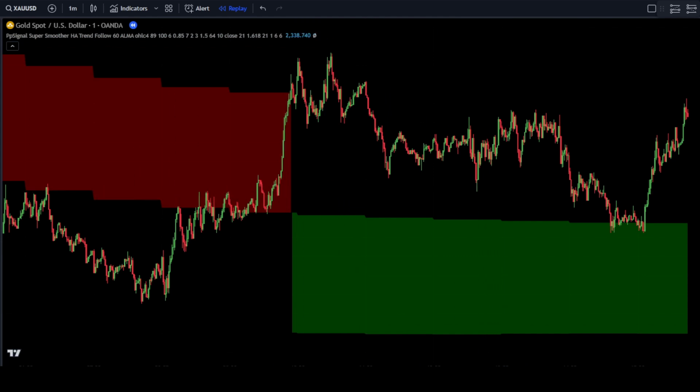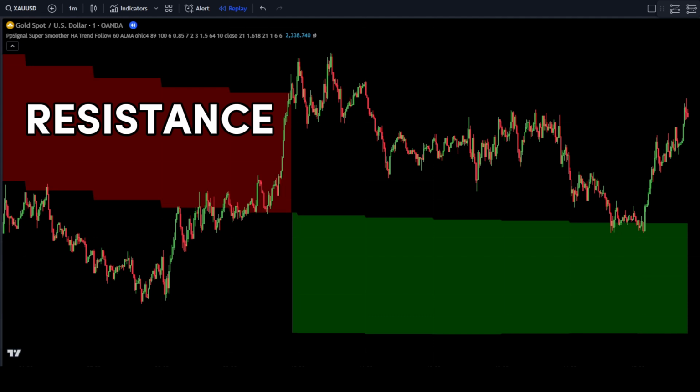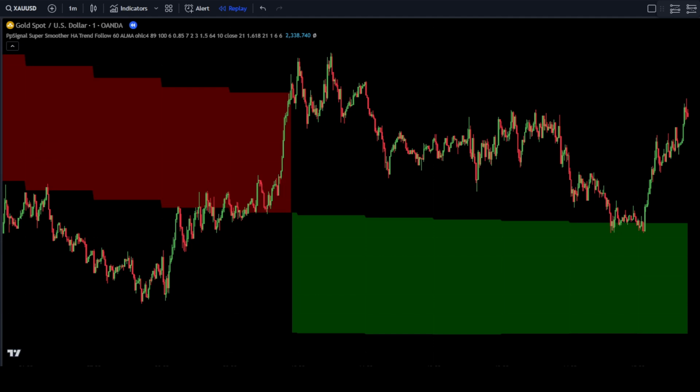The PPSignal Super Smoother Heiken Ashi Trend Follow indicator will be used like a support and resistance indicator. If the indicator is green, it signals a bullish trend and the indicator will act as support. You can wait for the price candlestick to retest the support area before finding the best point to place a buy order. If the indicator is red, it signals a bearish trend and the indicator will act as resistance. You can wait for the price candlestick to retest the resistance area before finding the best point to place a sell order.